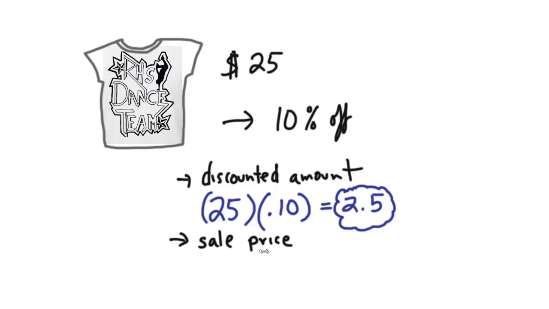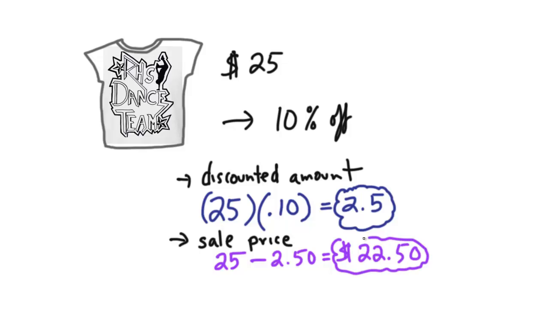That's how much you're taking off of the original price. And if you want to find the sale price, all you have to do is take the original price, which is 25, minus the discounted amount, which is $2.50, and that's going to give you $22.50. So taking 10% off the original price of $25, you end up paying $22.50 for the t-shirt.